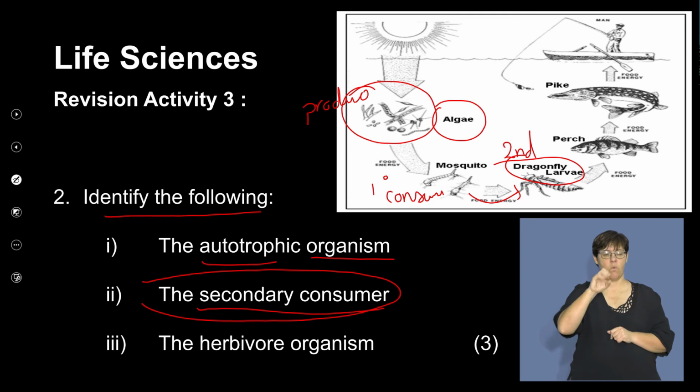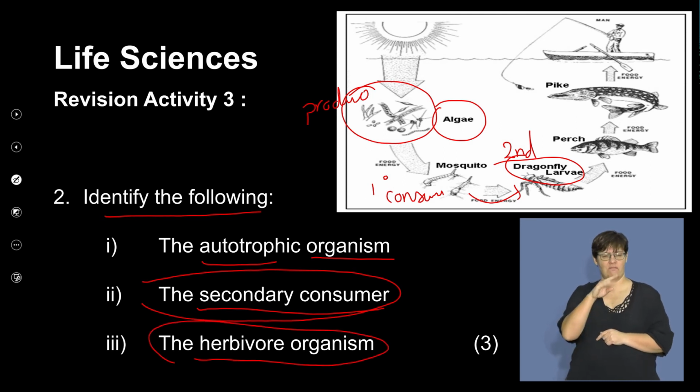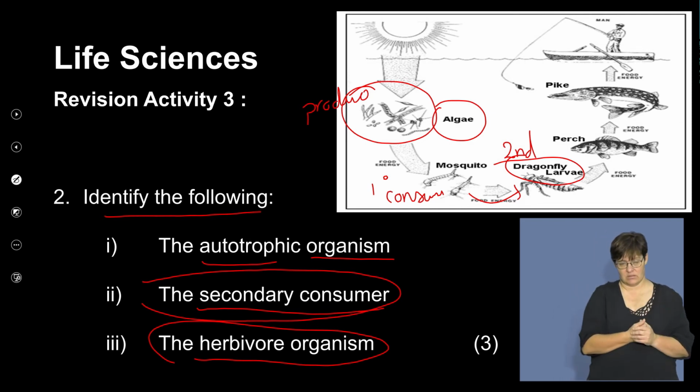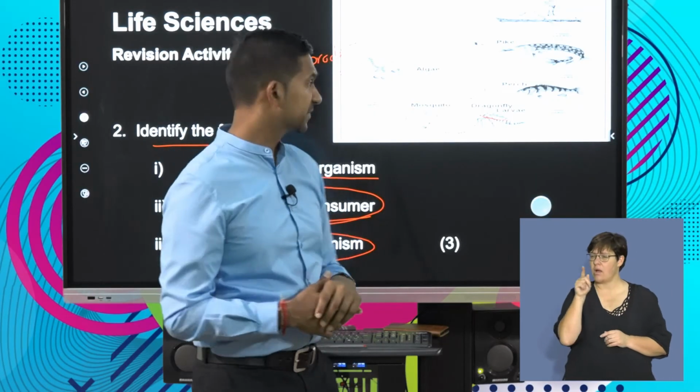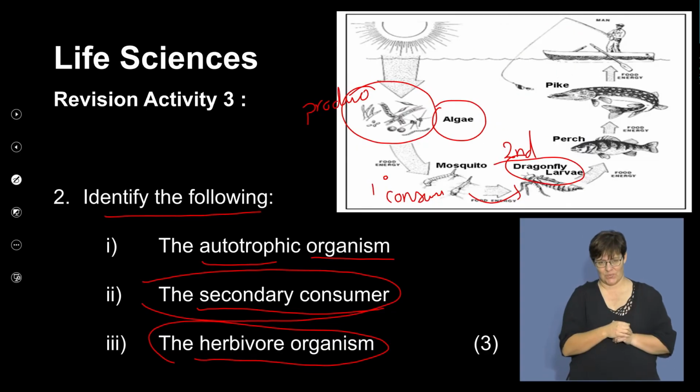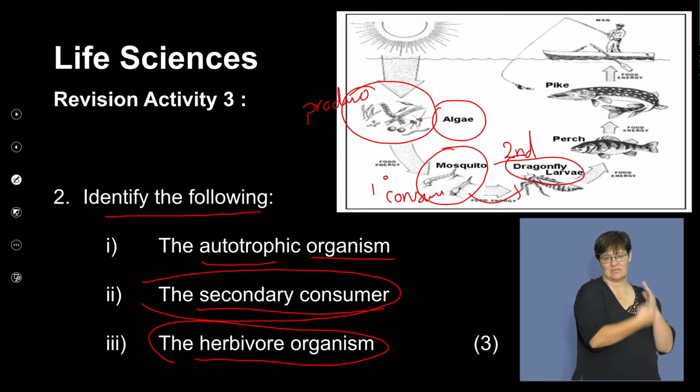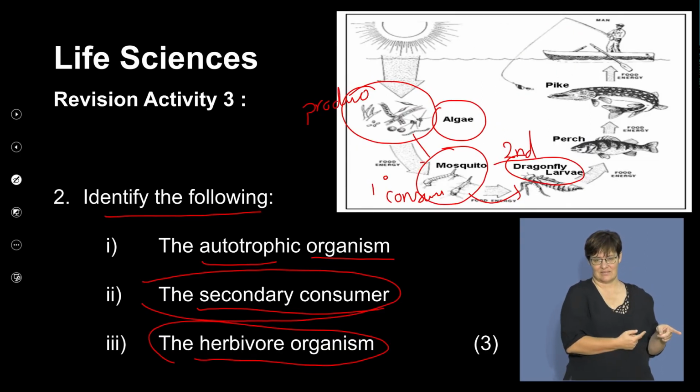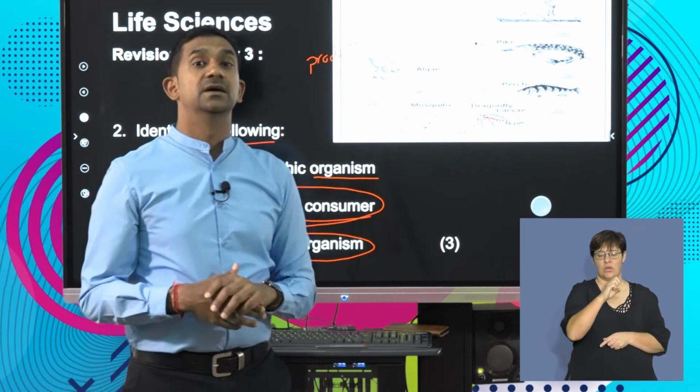Finally, the herbivore organism. When we refer to herbivores, we refer to those that feed off plant material, or feed off your autotrophs. When we look at this, we know that your mosquitoes in this example are feeding off the plant material, the algae, so we regard these as your herbivores.